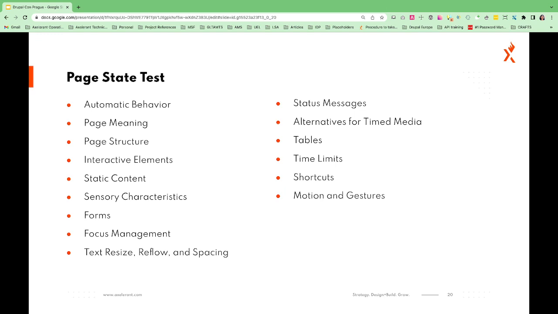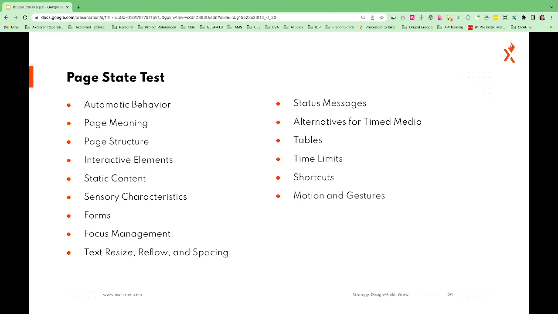Page meaning, so when someone is landing on that particular page, the correct reading order should be considered for that one. And the page structures. So the proper ordering of the headings and the subheadings, and I would say the text or any questions. So that proper structure should be there in that page. Interactive elements are something like when they want to click or when they want to input something. So those come under the interactive elements, whatever the mouse and the keyboard elements.